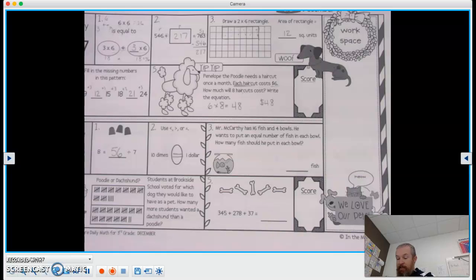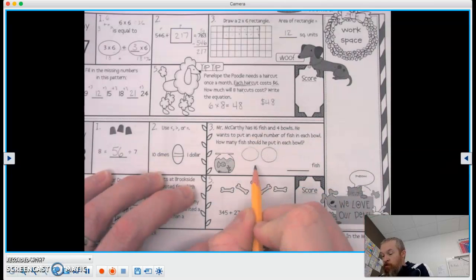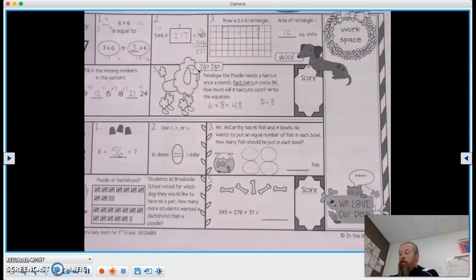Okay, Mr. McCarthy has 16 fish and 4 bowls. He wants to put an equal number of fish in each bowl. How many fish should he put in each bowl? Okay, well, let's see, 4 bowls. So there's 1, 2, 3, 4. And he has 16 fish. Well, I'm already thinking something here.